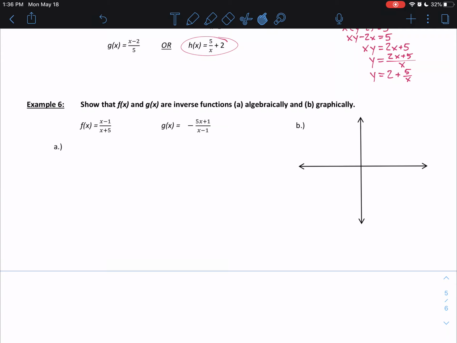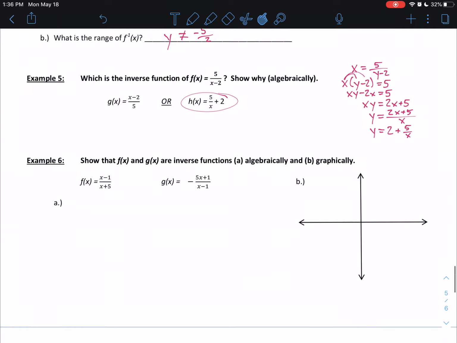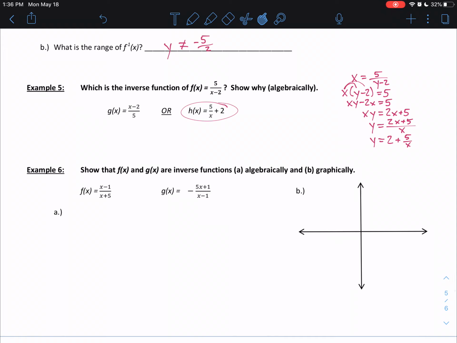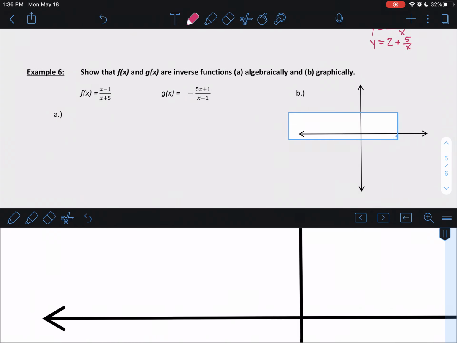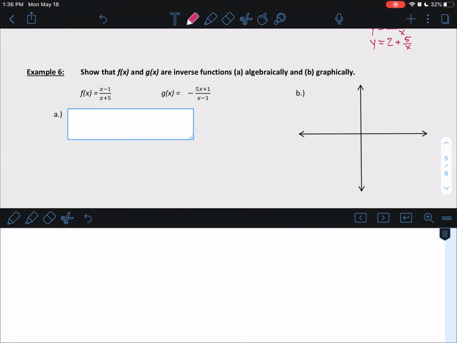Okay, and then this 6th example here, it says, show that they're inverses algebraically and graphically. Graphically, I'm not going to worry about it as much. The way you would show that is just saying, oh, this one has a horizontal asymptote here and a vertical asymptote here, whereas this inverse has the horizontal and vertical asymptotes the exact same, but just flipped. So, that's basically how you would show it graphically. And like I said, we're not really worried about graphing.